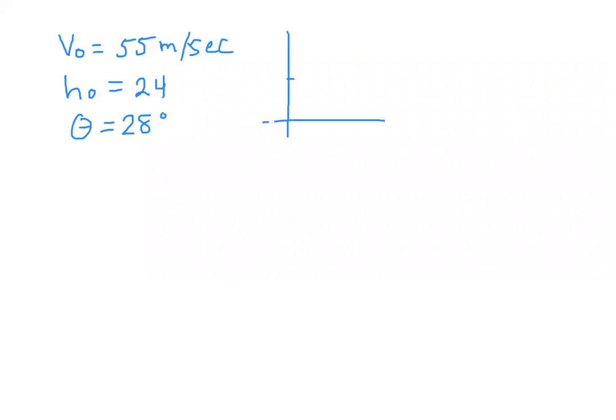It's starting up here at 24, and it's going off like this and coming down. And we want to know, what is this maximum height right here? That's a y. So we want to know the maximum vertical height that it's reached. So that tells us that we need to use our y equation.